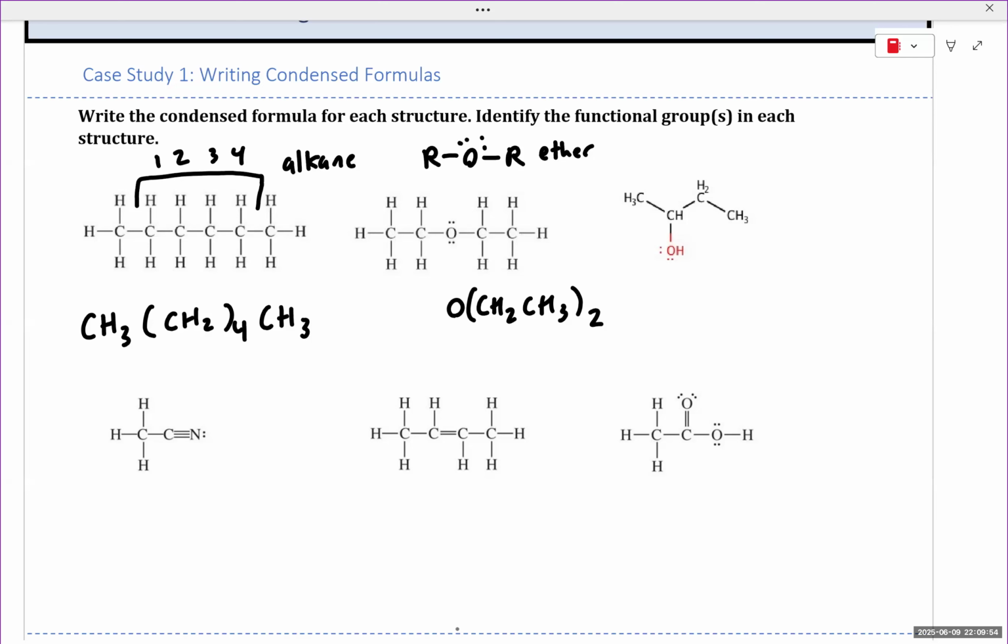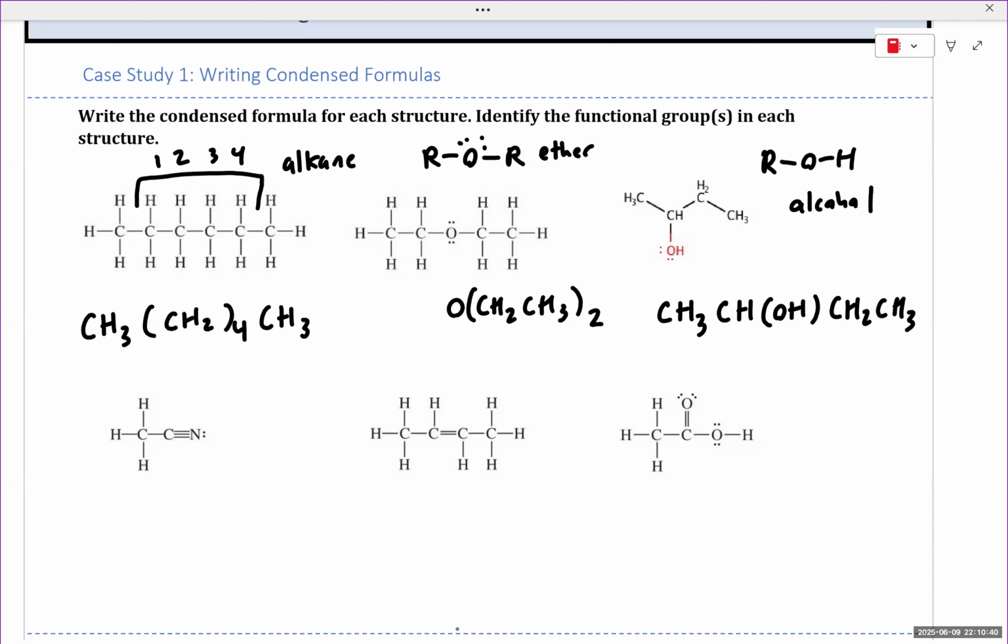Now, looking at this last case, we have the R, which is just an alkyl chain attached to an OH group. This is known as an alcohol. Writing a condensed formula, we have a CH3 group followed by a CH group. The OH group is attached, so we put in an abbreviation, OH, followed by CH2CH3. Whenever you have a group attached in the middle of the chain, you can note that by putting that given group in parentheses.